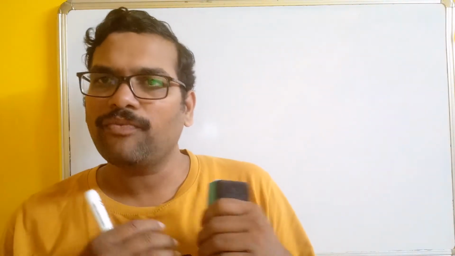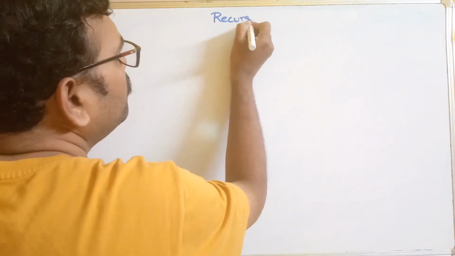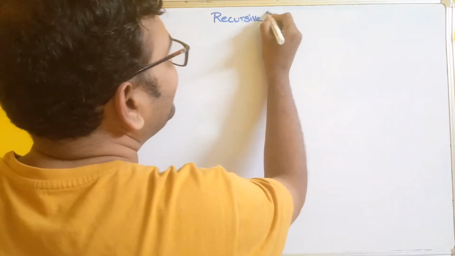So today we will see one more concept in compiler design, that is a category of top-down parser, that is the recursive descent parser.